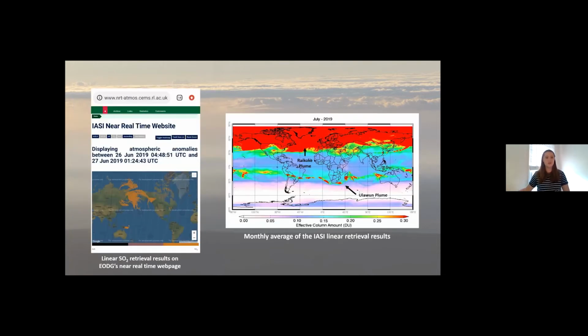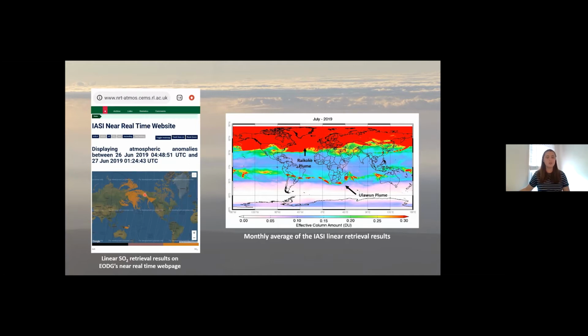So to give you an idea of some of our first views of this eruption, on the left here is a snapshot from our old near real-time web page. This is a group web page which displays the linear retrieval results for SO2 and ash. You can see the large plume from Raikoke, north of the Pacific, and then also a second plume, which is from the Ulawun volcano in Papua New Guinea, which erupted a few days after Raikoke. It's also quite a large eruption.